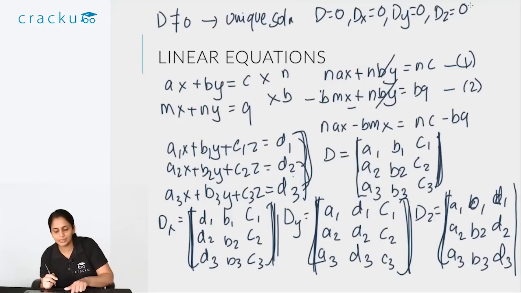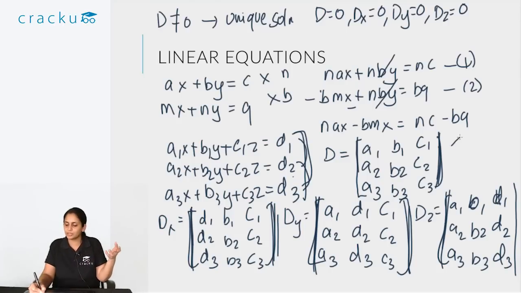Essentially, these ax plus by plus cz, a1x plus b1y plus c1z, and a2x plus b2y plus c2z are representing lines in a 3D space. If it is a line in a 3D space, then these lines will intersect each other if they are not parallel to each other, or if they are not coincident to each other. Now if they are parallel to each other, then this determinant will be 0.